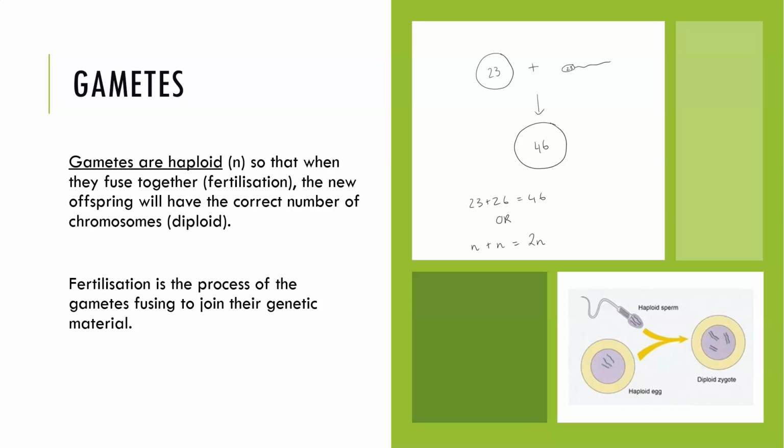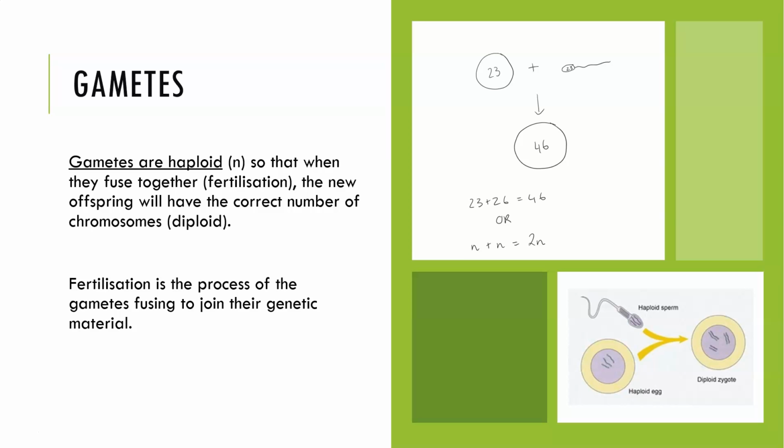If it's 48, it will be a different organism. If it's 44, it'll be a different organism again. Okay, so gametes are what we call haploid, remembering this with that n: haploid, half the number of chromosomes. So it is only when they fuse together through fertilization that the offspring will have the correct number of chromosomes, and that is what we call diploid, so that di, two, okay, so double the amount.